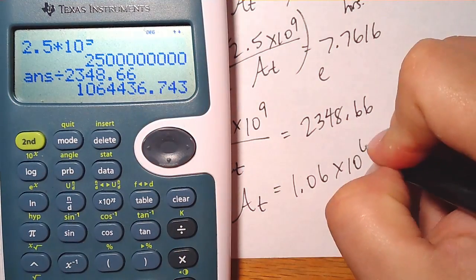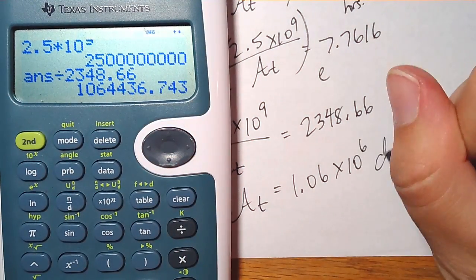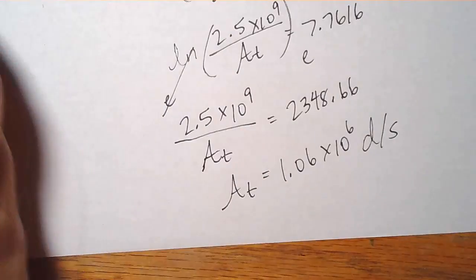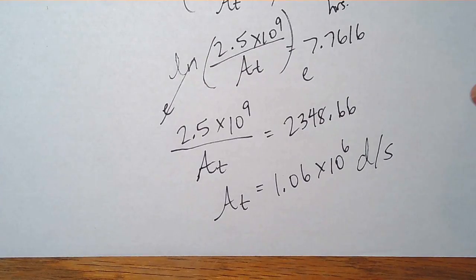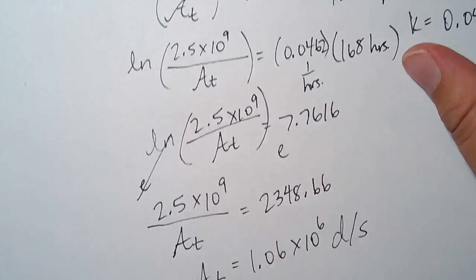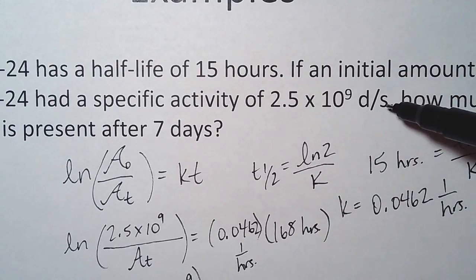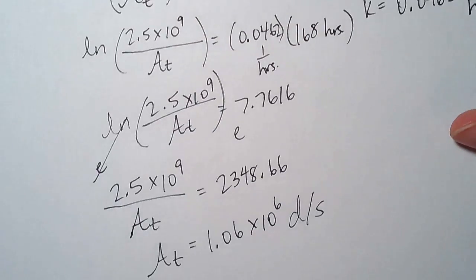disintegrations per second. So again, we're looking at activity, which is going to have the same units that we did up here for our initial activity, disintegrations per second. So we should see that our activity decreases over time, so we have a smaller number than what we started with.